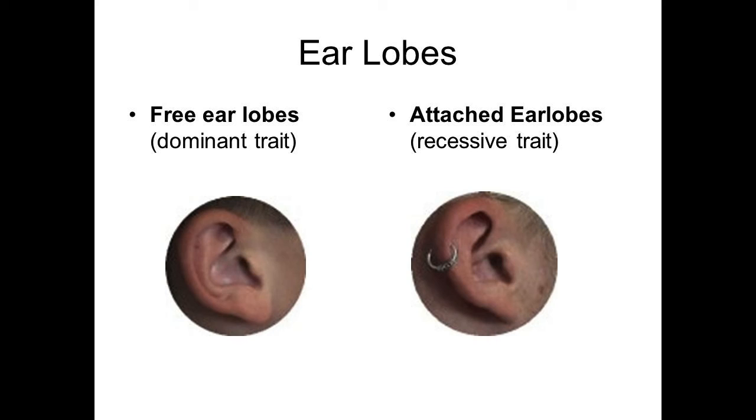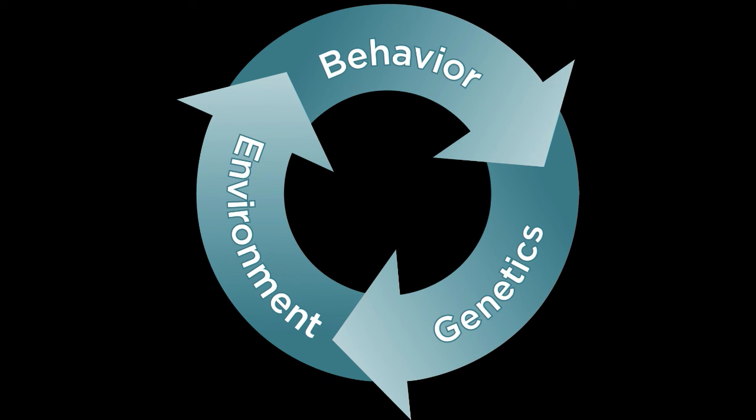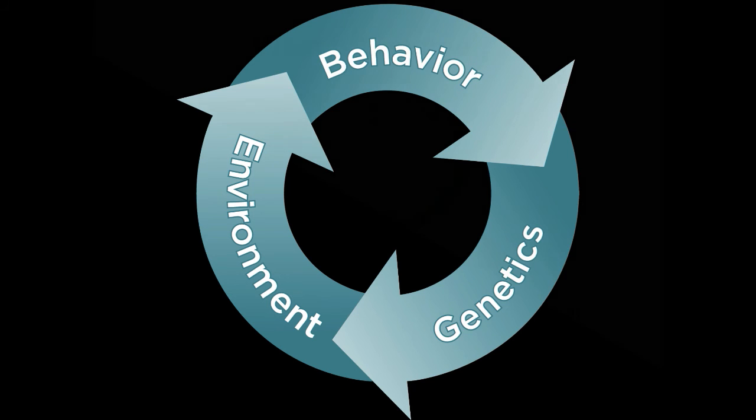These alleles can be dominant or recessive, such as earlobes. Some of you may have dominant alleles and you have detached earlobes, and some of you might have recessive alleles and have attached earlobes. And as I said, dominant is more and recessive is less. It's really quite amazing.